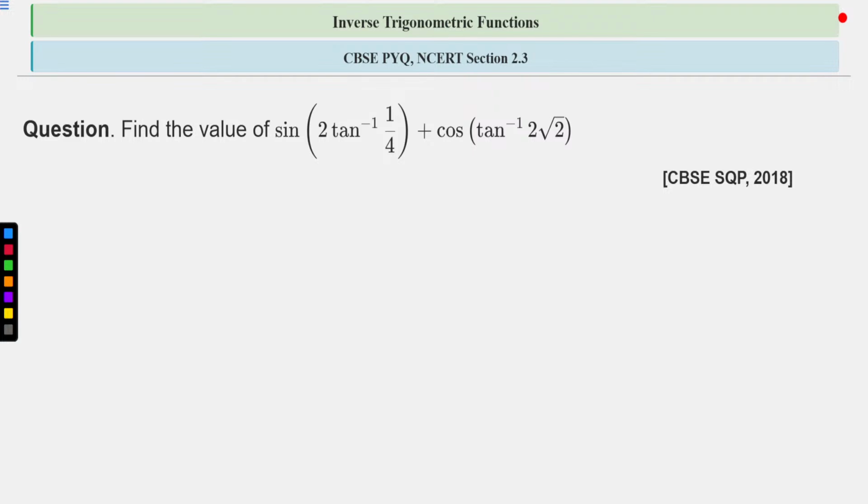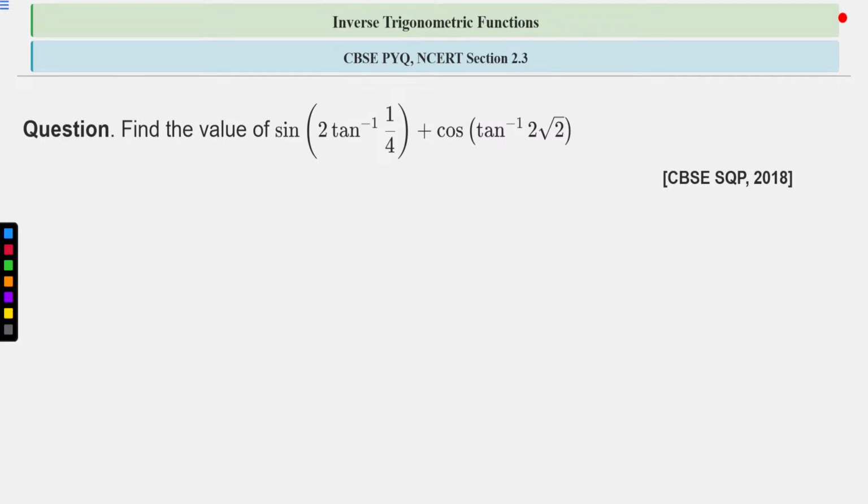So again, the hint of this question is we can try to convert 2 tan inverse theta in terms of tan theta, right? We know that 2 tan inverse theta is basically tan inverse 2 theta upon 1 minus theta square. So you will try to convert 2 tan inverse 1 by 4 in terms of tan inverse, and after that you can write it in terms of sine inverse. Therefore sine of sine inverse theta will be equal to theta, and theta should lie between minus pi by 2 to pi by 2 as well.